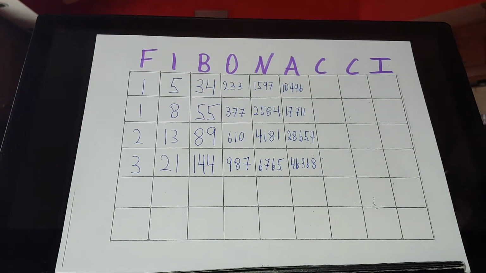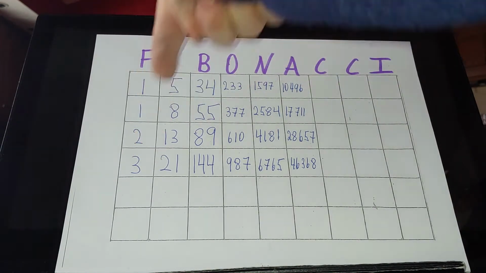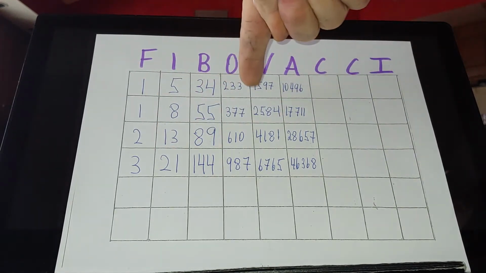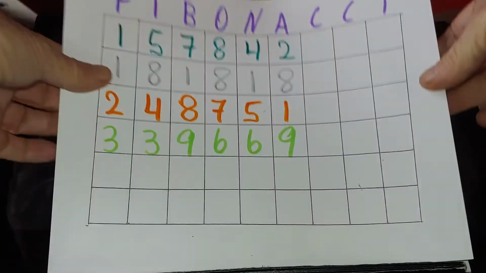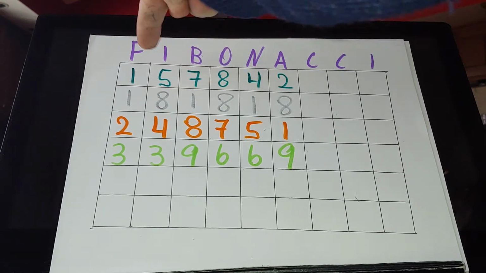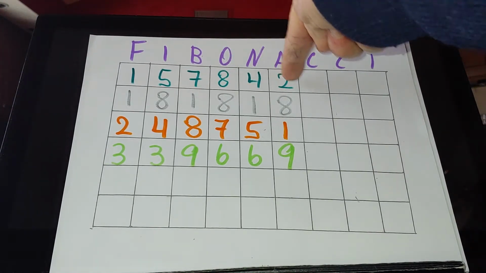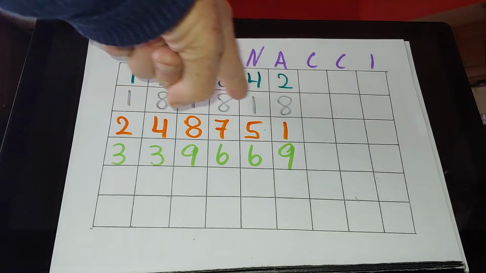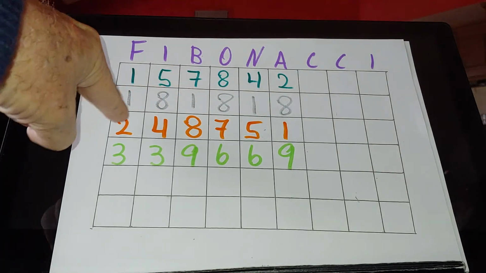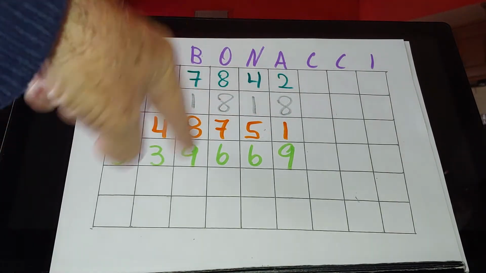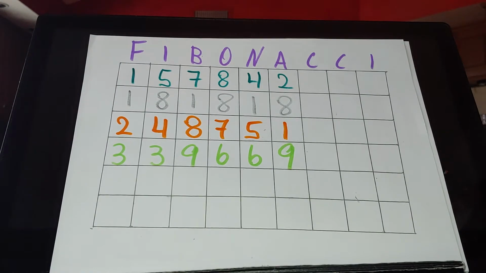So if I do the Fibonacci numbers, they go 1, 1, 2, 3, 5, 8, 13, 21, 34, 55, 89, 144, 233, 377, etc. And that's what we get. And we get the 369 code because we get 248751, which is 285 and 174. We get 181818. We get that too. 248751. That's the 369 code. 339669 is the 369 code.